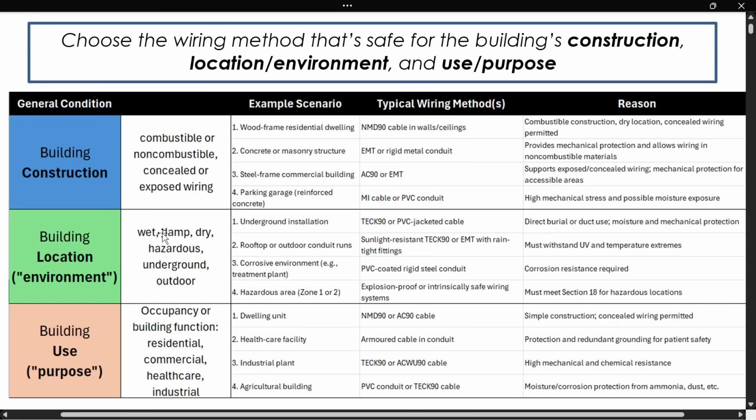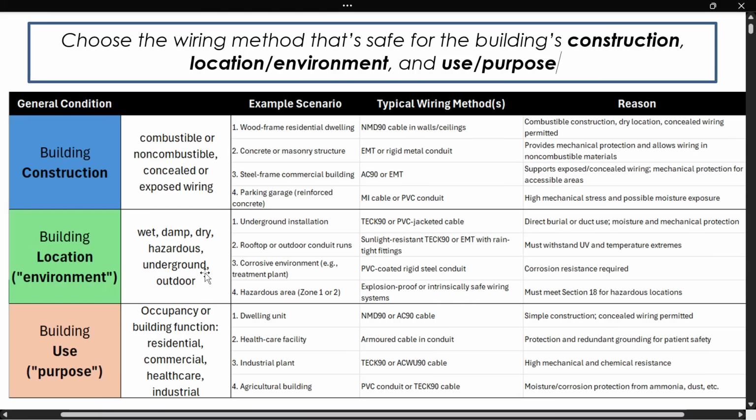The second general consideration is the building location. In Canada, Section 12 wiring methods calls it location. In the US, the National Electrical Code in Chapter 3 calls it the environment. I like the word environment better because it makes us think about what this means. Is the environment that you're wiring in going to be wet or is it dry? Is it a hazardous environment? Is it underground? Is it an outdoor environment? The same applies to both places.